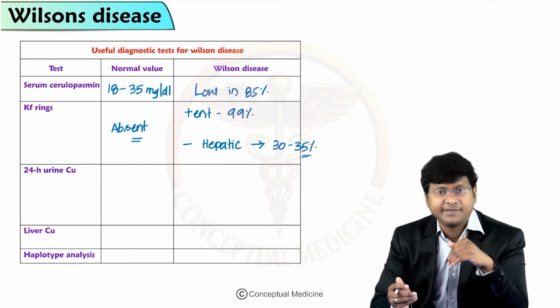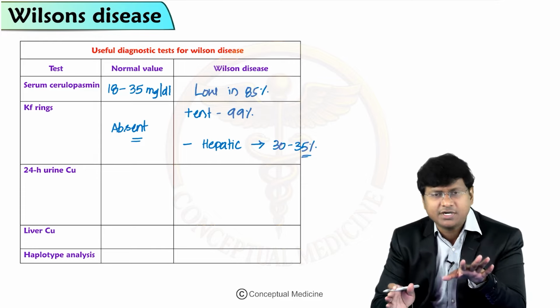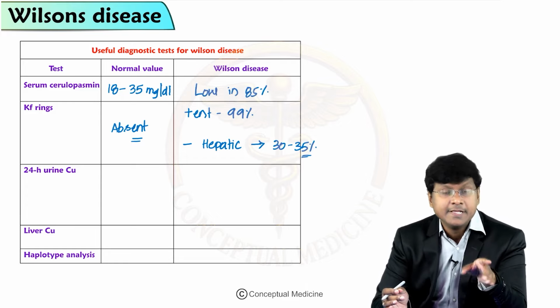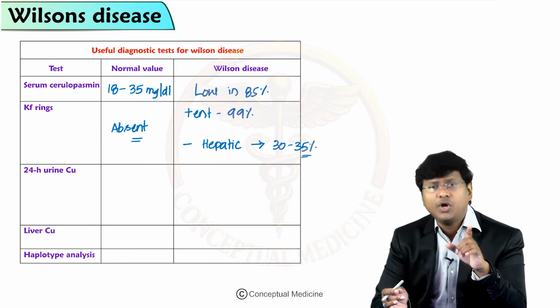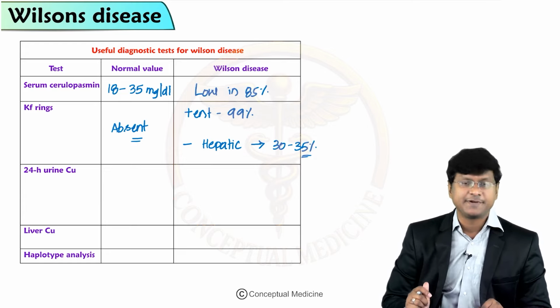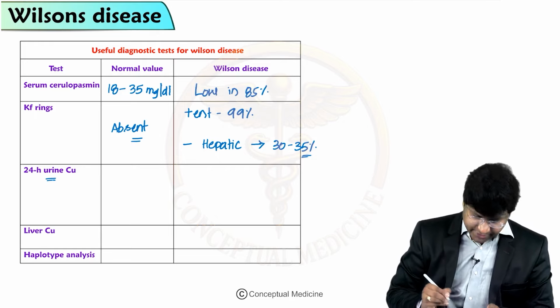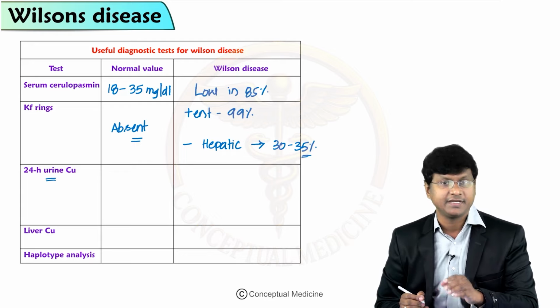See, many of you are under the impression that Wilson's means there should be a KF ring. It is not like that. Only in case of neurological or psychiatric symptoms developed, in 99% of individuals you will have the KF ring. But if the patient is presenting only with hepatic manifestations, or you have diagnosed Wilson's in pre-symptomatic state, then it is present in 30 to 35% of patients. Okay. Then what happens to your 24-hour urinary copper? 24-hour urinary copper, the normal value is 0.3 to 0.8 micromoles.